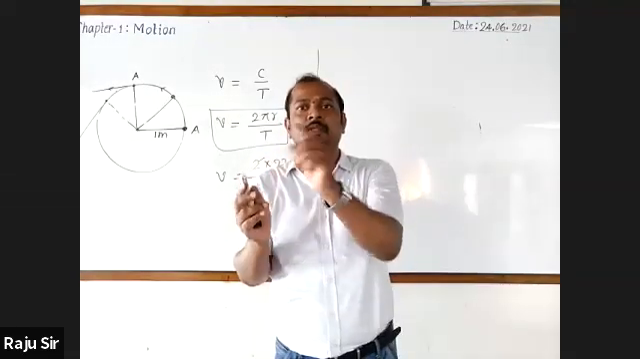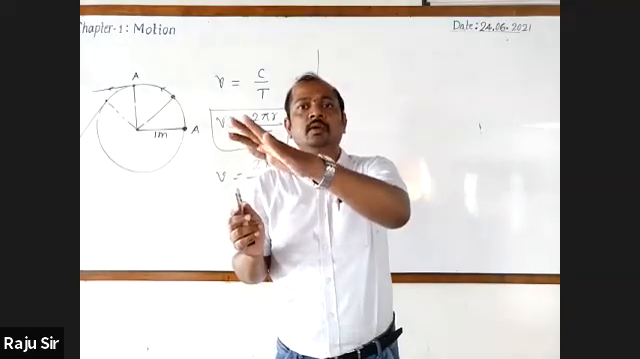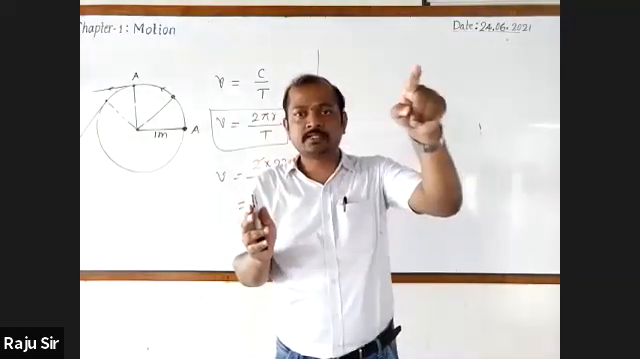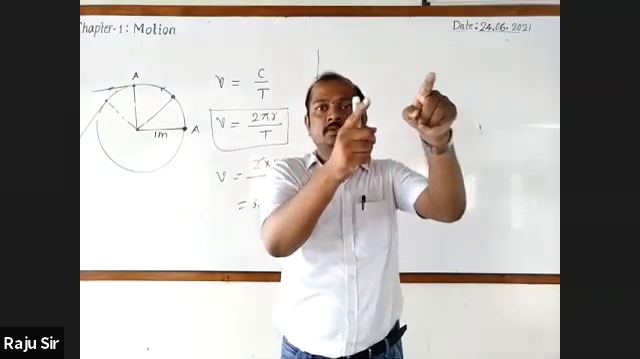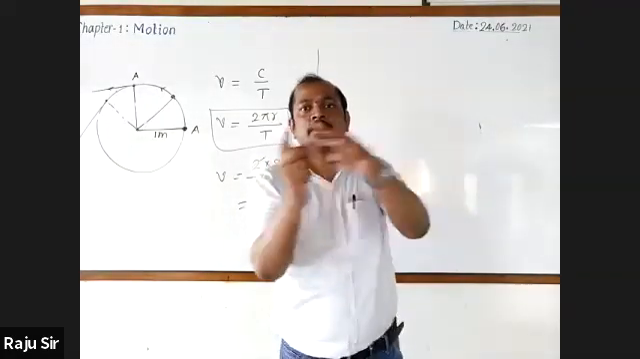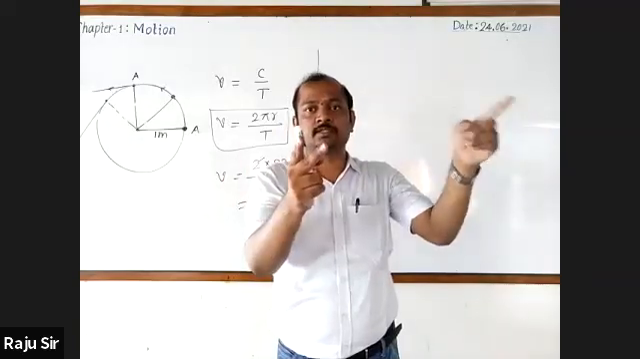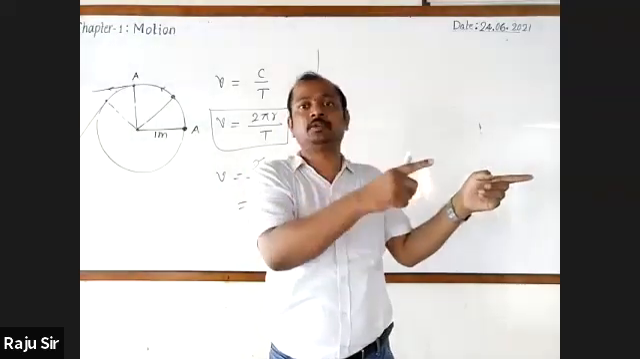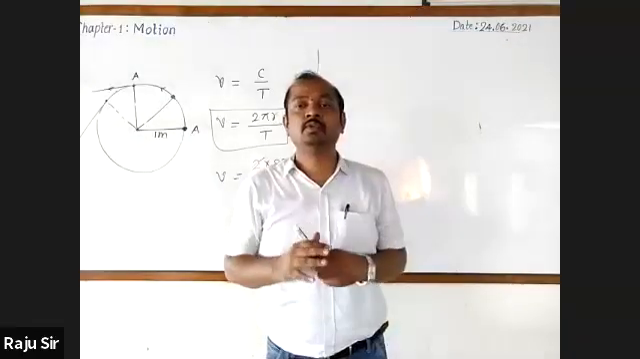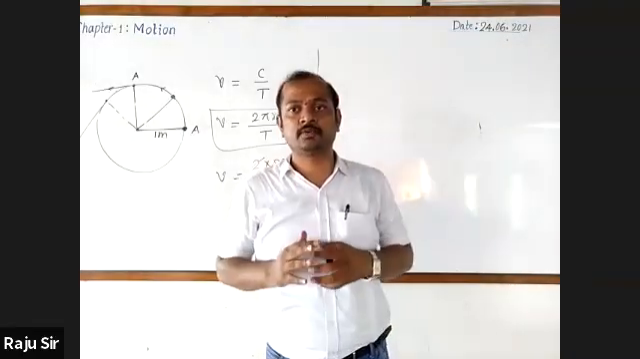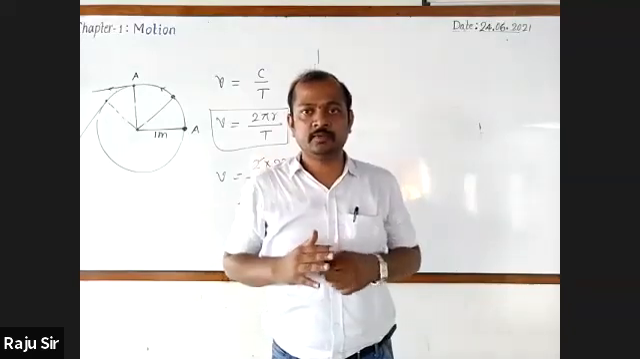For example, if you take 1 second, assume that it is covering a distance of 1 meter in 1 second. Next, 1 meter in 1 second. Or else if it covers 5 meters in 2 seconds, next also it covers 5 meters in 2 seconds. Next, 5 meters in 2 seconds. Then this is called uniform circular motion. Did you understand?